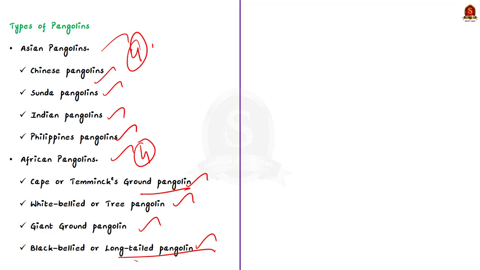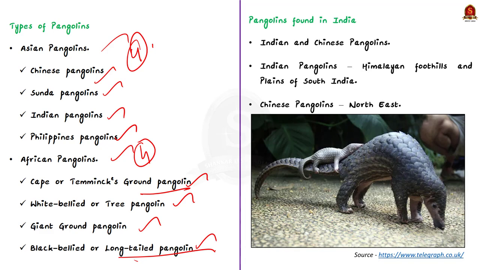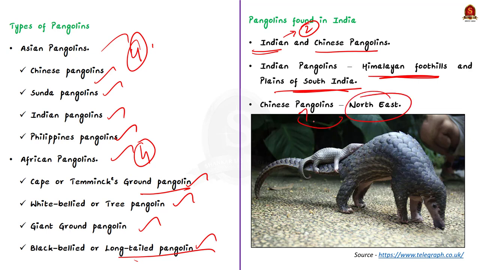And with this information, now we'll see how many species of pangolins are found in India. Note that in India, 2 species of pangolin can be found. They are the Indian pangolin and the Chinese pangolin. The Indian pangolin occurs sporadically throughout the plains from the Himalayan foothills to southern India. In the northeast, it is replaced by Chinese pangolin and its range extends to Southeast Asia.